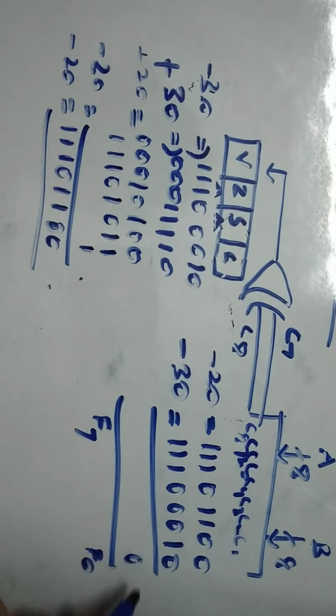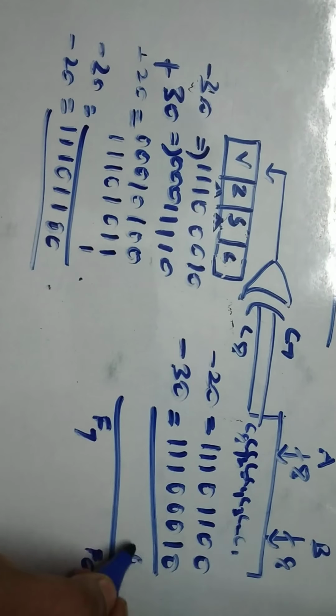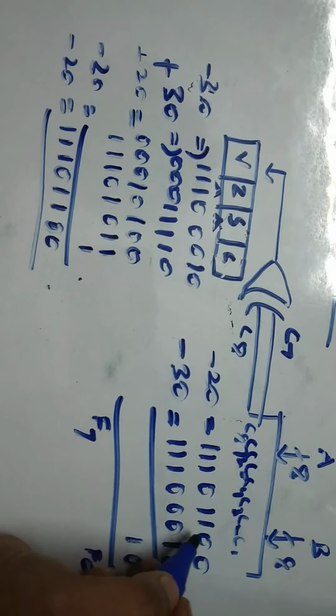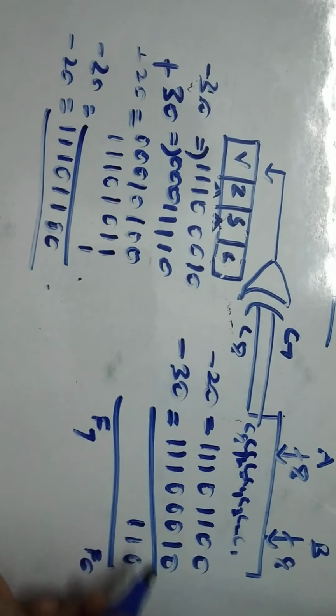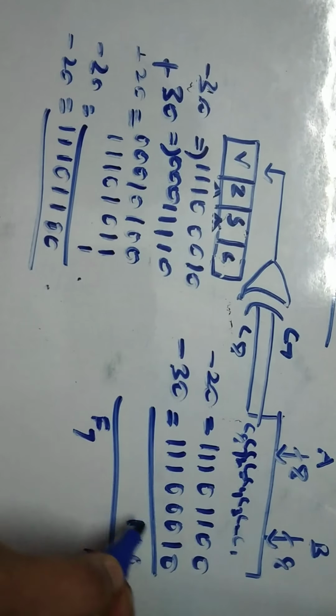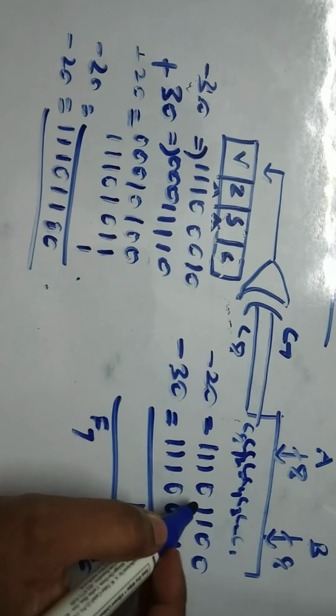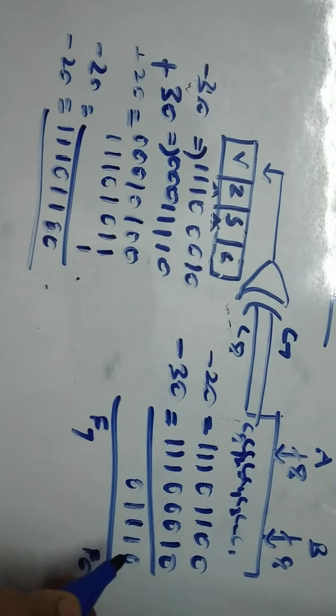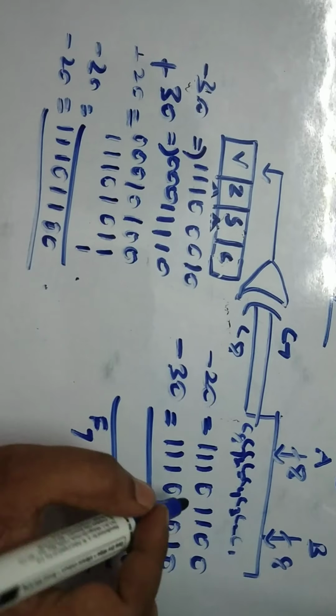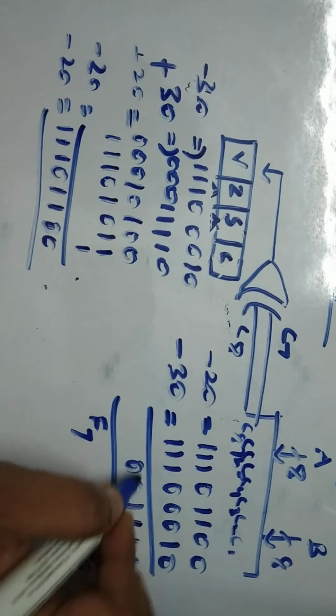0 plus 0 it is 0. C1 value is 0. 0 plus 1 it is 1. C2 value is also 0. 1 plus 0 it is 1. C3 value is 0. 1 plus 0 it is 1, because we are not getting any carry, so C4 value is 0. So here it is 0. C5 value is also 0, and here it is 1 0 1.